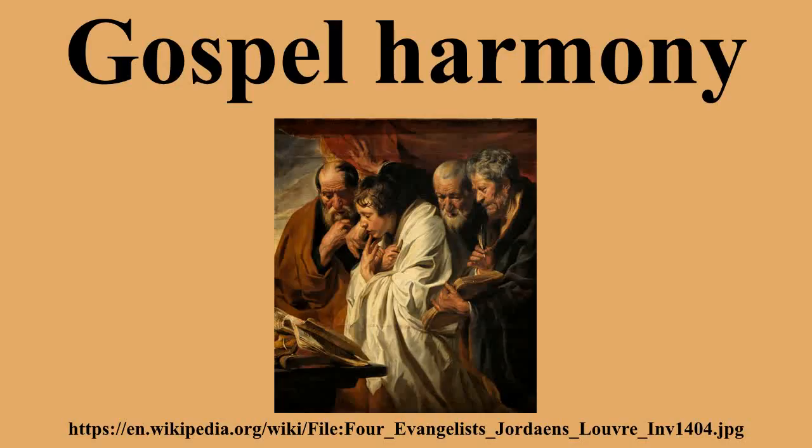15th-20th centuries. In the 15th and the 16th centuries, some new approaches to harmony began to appear, e.g., Jean Gerson produced a harmony which gave priority to the Gospel of John. On the other hand, John Calvin's approach focused on the three synoptic Gospels, and excluded the Gospel of John. By this time, visual representations had also started appearing.